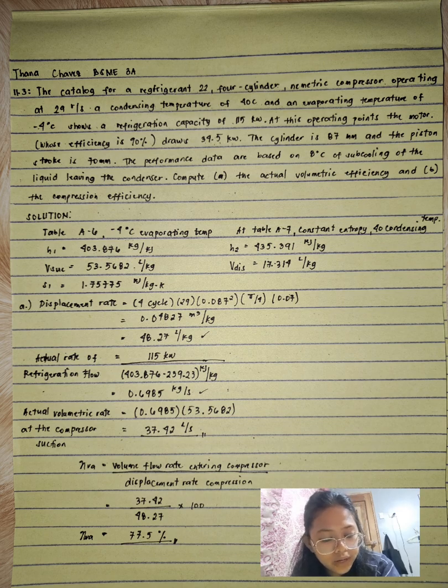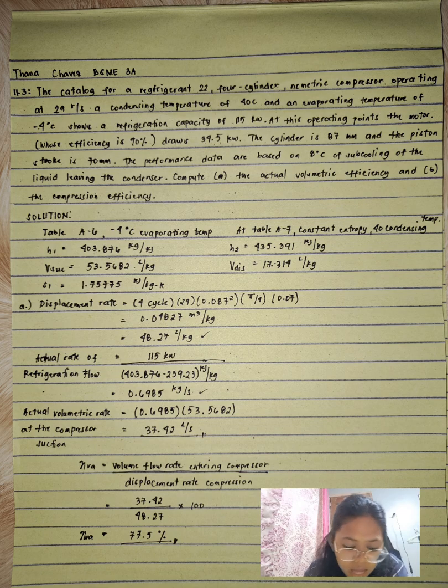To solve the actual rate of refrigerant flow, 115 kilowatts over 403.876 minus 239.23 kilojoule per kilogram is equal to 0.6985 kilogram per second. To solve for the actual volumetric rate at the compressor suction, 0.6985 times 53.5682 is equal to 37.42 liter per second.